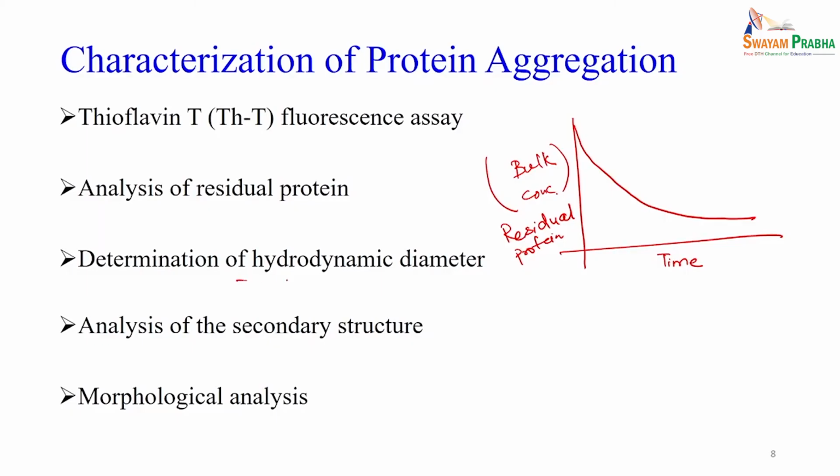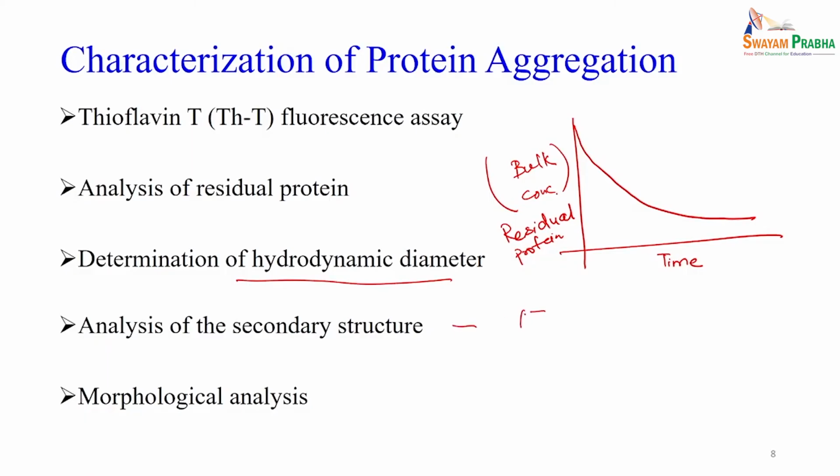So, we can monitor or determine the hydrodynamic diameter. Hydrodynamic diameter we can analyze using dynamic light scattering or transmission electron microscope. And further, as there is unfolding and aggregation, it means there is a significant change in the secondary structure. So, we can monitor the change in the secondary structure, similar as we discussed for the protein analysis, we can use the FTIR or you can use the circular dichroism.